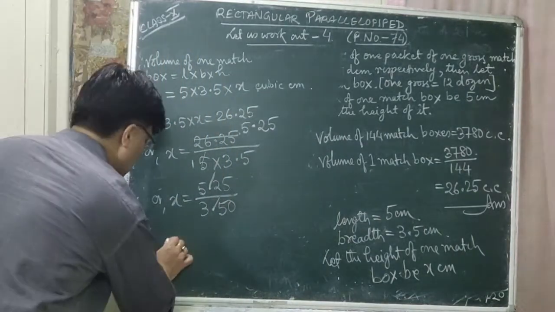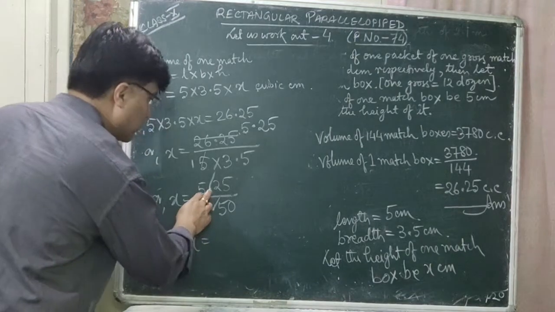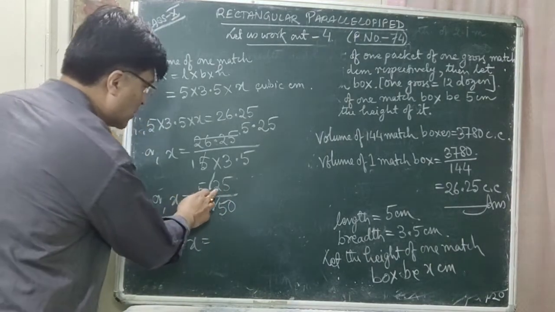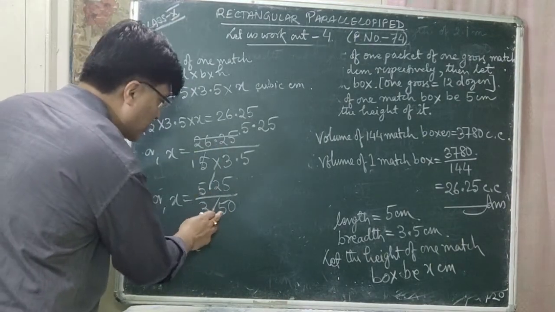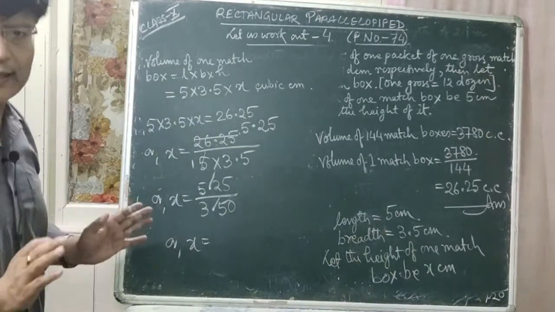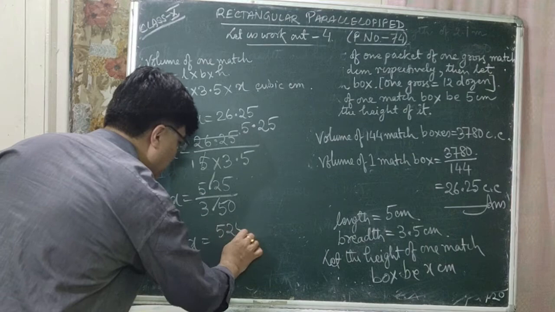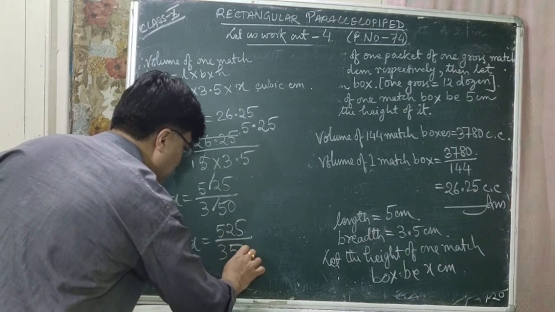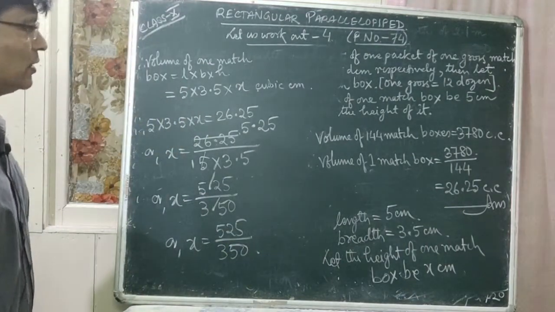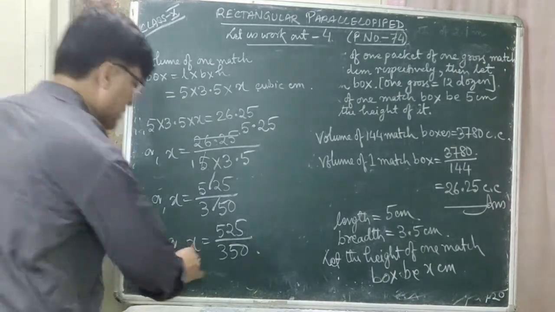Now we don't need to write the decimal point, because after this decimal point there are two figures, and after this decimal point there are also two figures. So you can cancel that decimal point, right? So x is equal to 525 divided by 350. I think you have understood it. Okay, so you can cancel it.